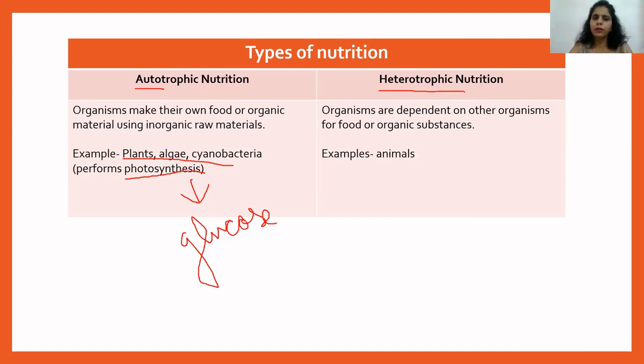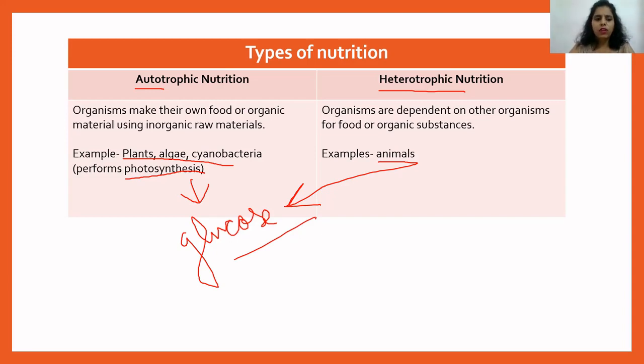The second type of nutrition is heterotrophic nutrition. In heterotrophic nutrition, organisms are dependent on other living organisms in order to obtain their food. The example of heterotrophic nutrition is animals. Animals cannot prepare their own glucose. So how do they get glucose or other carbohydrates? They get them by consuming other living organisms. Animals consume plants, other animals, etc., and hence they obtain their carbohydrates, or you can say they obtain their organic substances.